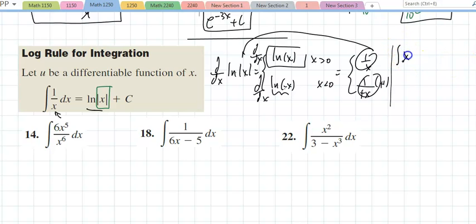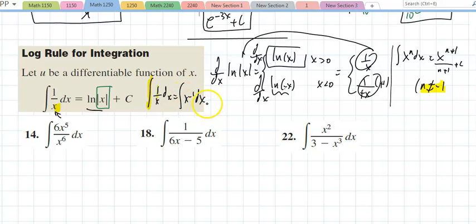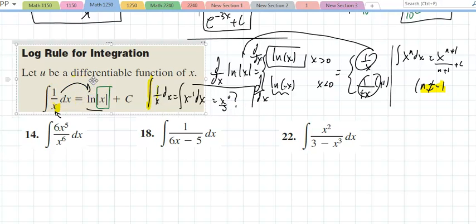Keep in mind the integral of x to the n dx is x to the n plus 1 over n plus 1 plus c, provided n does not equal negative 1. n equal negative 1 is actually this. The integral of 1 over x dx, if you pay attention, is x to the negative 1 dx. If you add 1 to the power, you'll get x to the 0 over 0. That's an indication that this is a natural log. That power rule doesn't work.